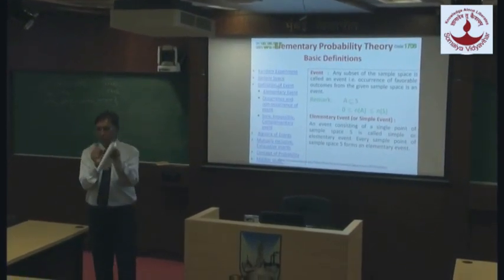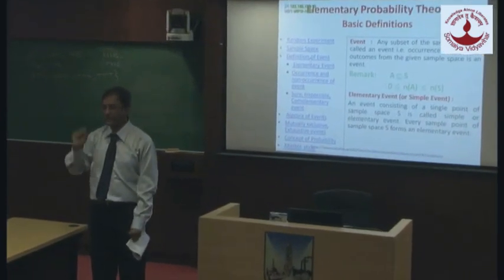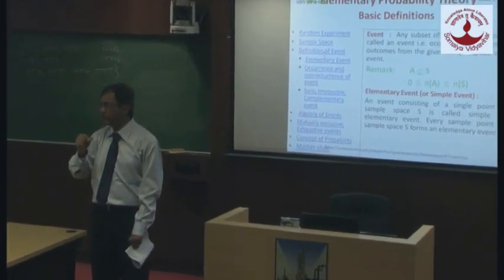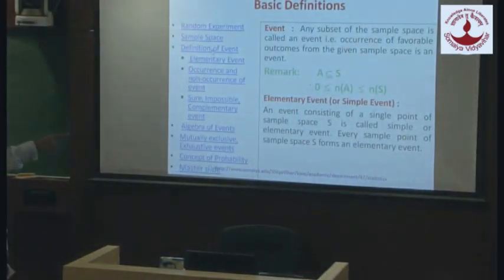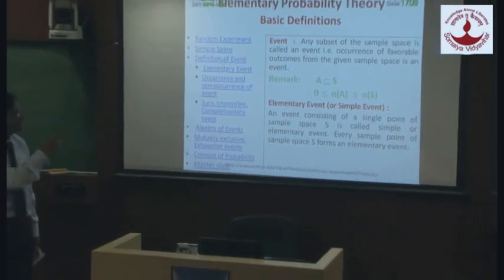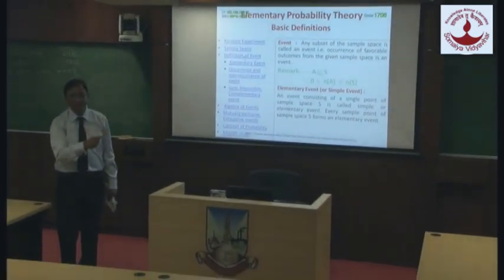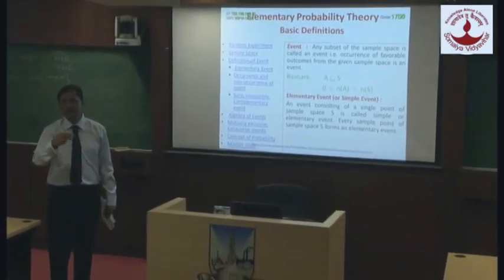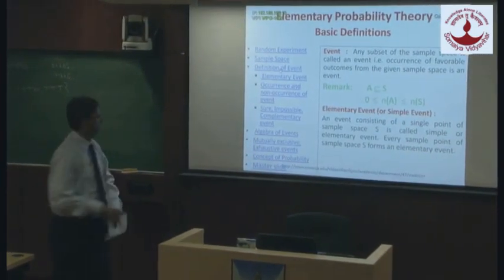If you consider only one outcome and form the subset, each sample point becomes an elementary event. So that is what I have written here: every sample point of the sample space forms an elementary event. This statement is very important, which develops the definition of probability using the axiomatic definition of probability. Next.